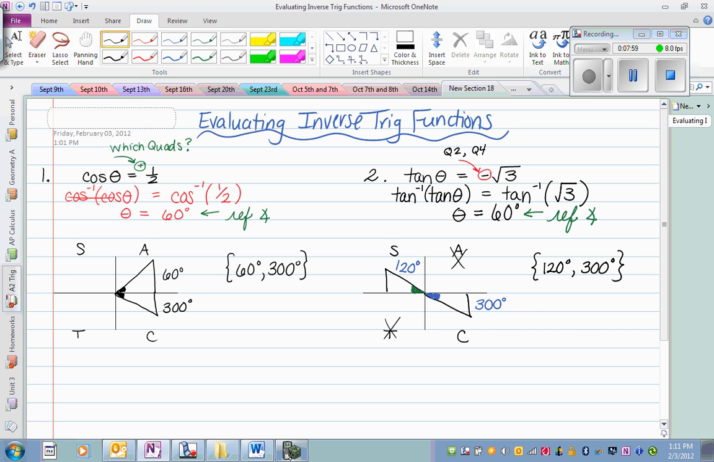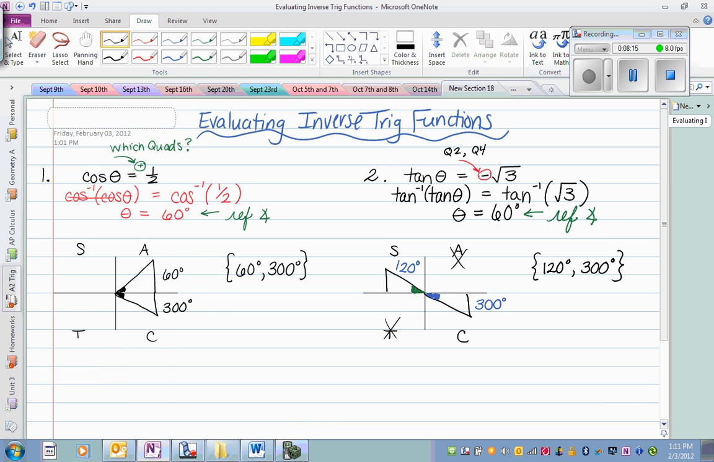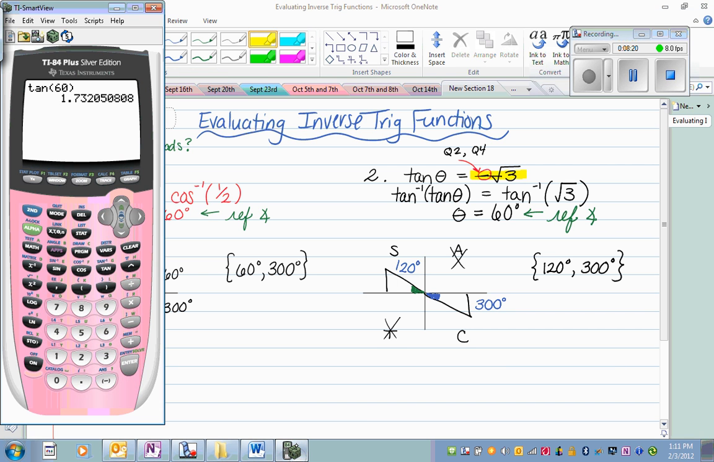Just for fun, I want to show you. If I do tangent of 60, I get positive 1.73, which is radical 3. I wanted negative. Oops. So I'm going to double check now. Tangent 120. Was that the negative radical 3? Yeah. Tangent of 300. Okay, so I'm good. Check yourself. That's kind of important.